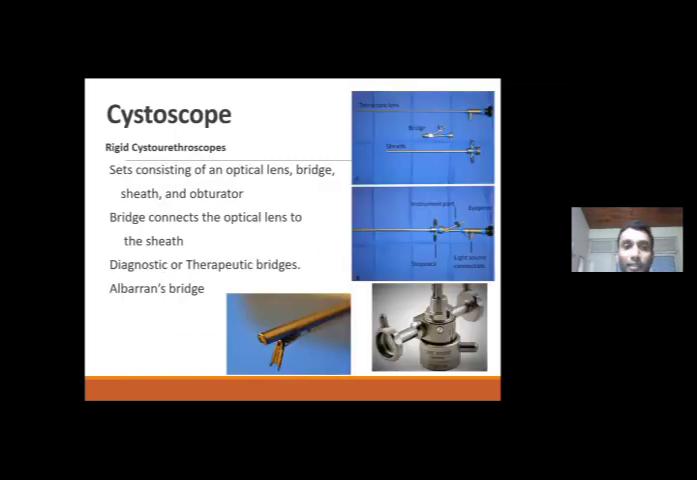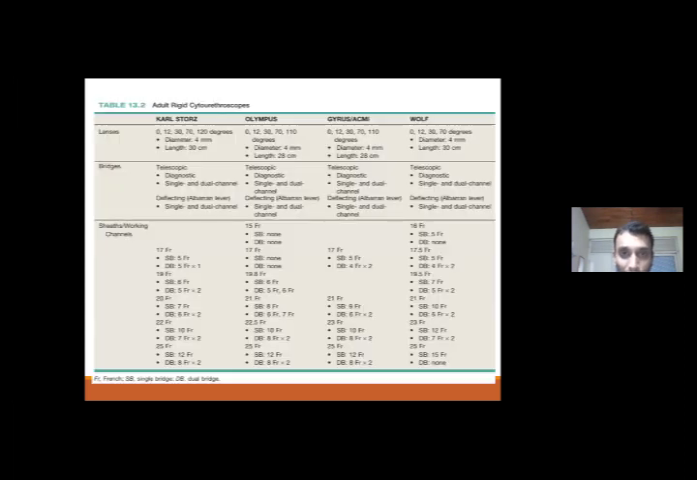The cystoscope, the rigid cystourethroscope, is a set consisting of the optical lens, the bridge, the sheath, and the obturator. The bridge connects the optical lens to the sheath. It is available in diagnostic as well as therapeutic bridges. Usually the therapeutic bridges have a double bridge, the Albarran bridge, which is found at the distal end of the telescope and guides the guide wire where there is difficult cannulation of the ureteric orifices, with a high bladder neck or a larger median lobe of the prostate.